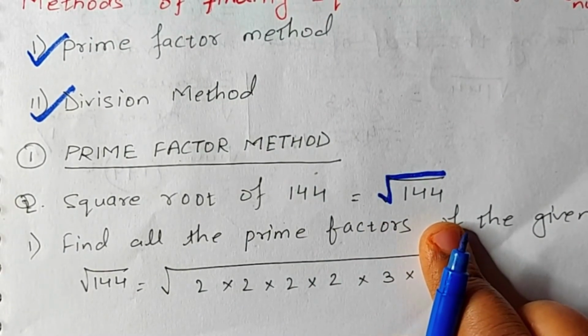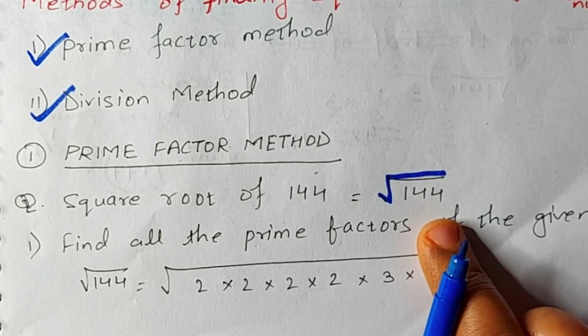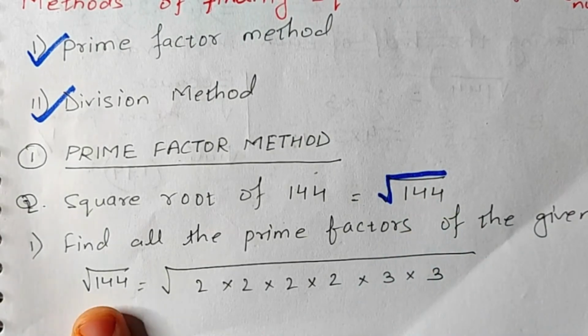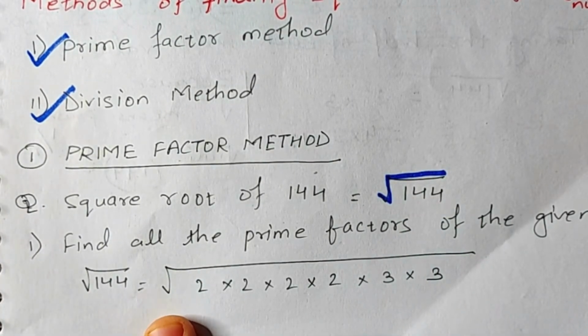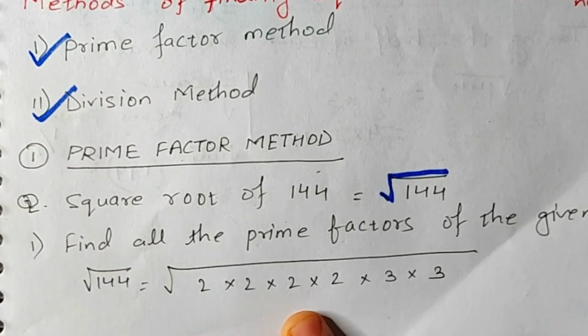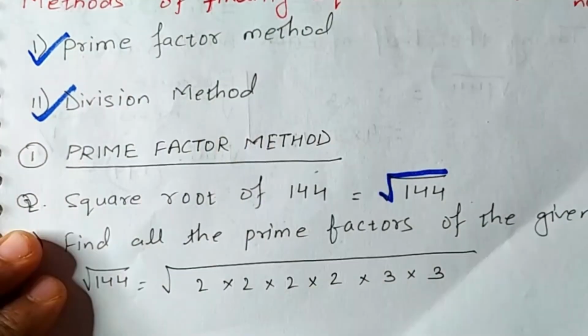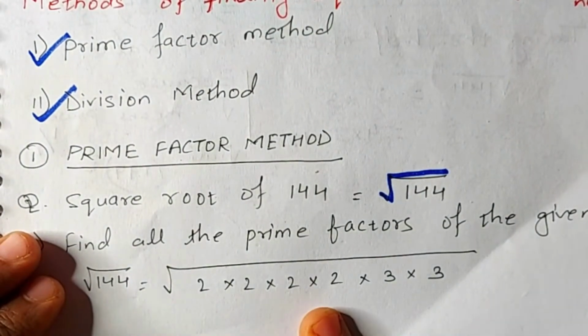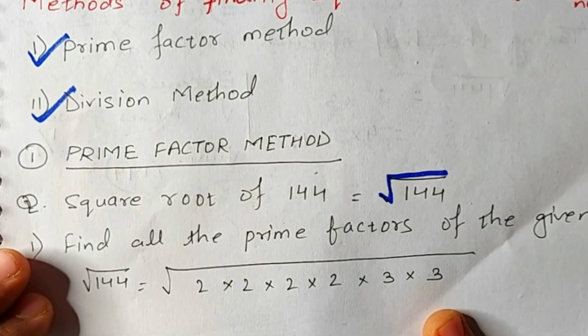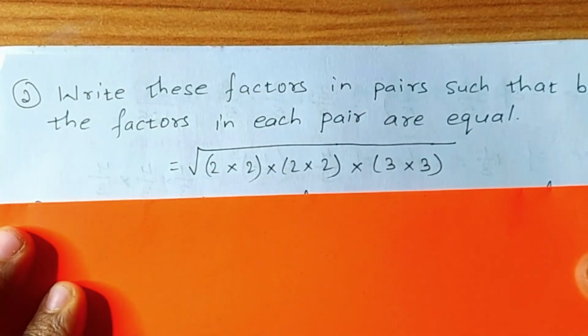Before finding square root of 144, first we have to do the prime factorization of 144 to get the prime factors. Square root of 144 is equal to, we keep the square root sign and under that we write the prime factors of 144. So you can see 4 times 2 and 2 times 3 multiplied to get 144. Let's discuss step by step.